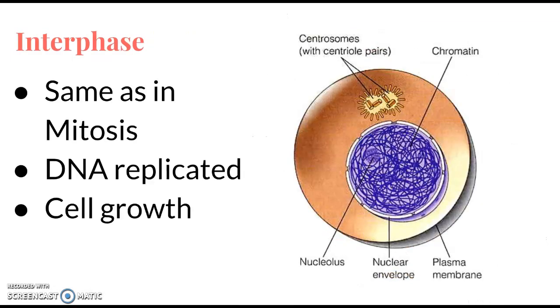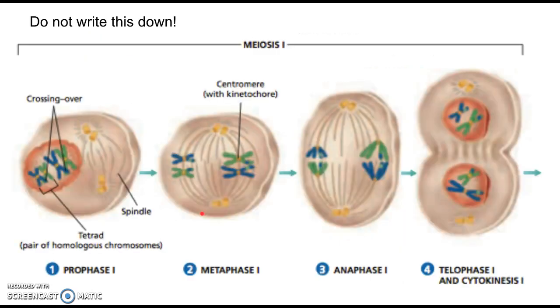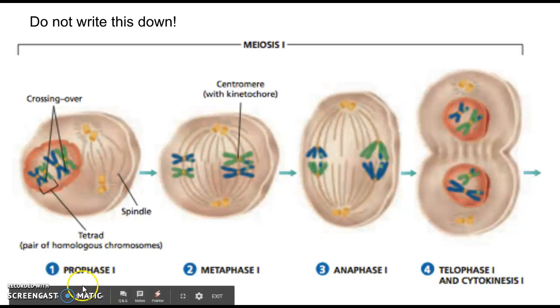Okay, so interphase is the same as mitosis. We have our ramen over here, all squiggly. The DNA gets replicated so that we can divide it, and the cell grows, just performing its everyday function. Do not write this down. Again, I'm just showing you the phases. The PMAT that we go through the first time to get the 2 cells at the end.